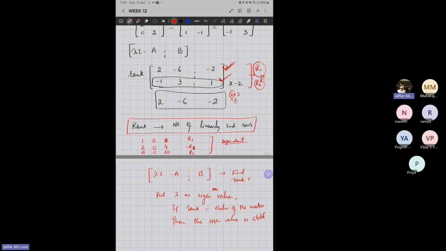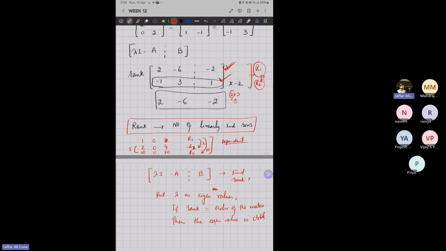Because if you multiply R1 by 2, you will obtain R2, or if you multiply R1 by 10, you will get R3, or if you multiply R2 by 5, you will get R3. So whenever you obtain rows like this, when there is a dependency between rows, then the rows are linearly dependent.